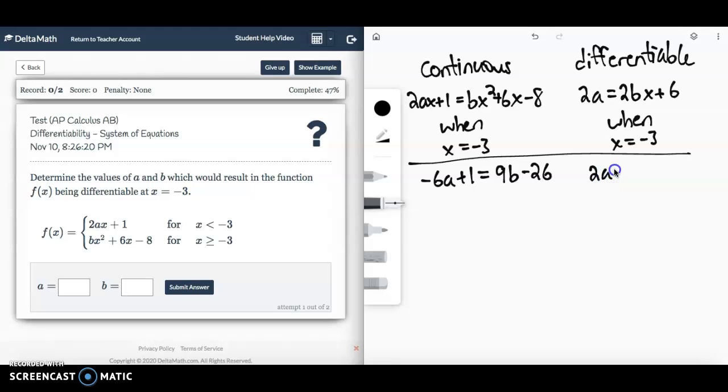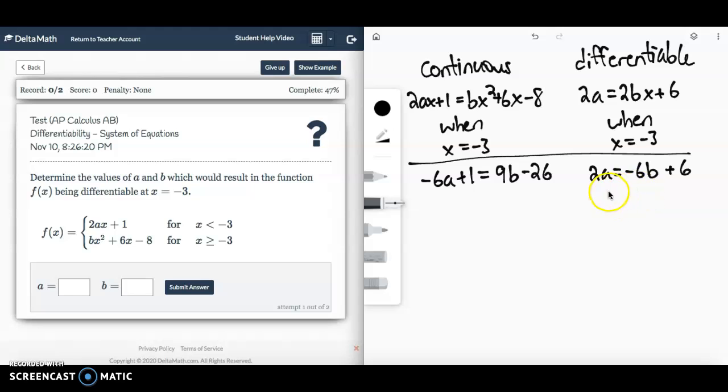So 2a would have to equal negative 6b plus 6. Awesome. Okay, and so now what I'm running into, though, is that I noticed that both of these equations still have an a and a b in them. So in order to solve a system of equations, you have to either use substitution or elimination to solve these.